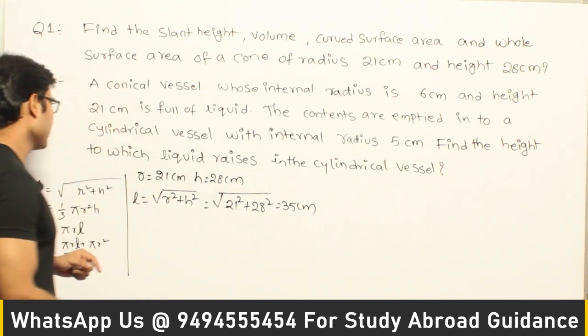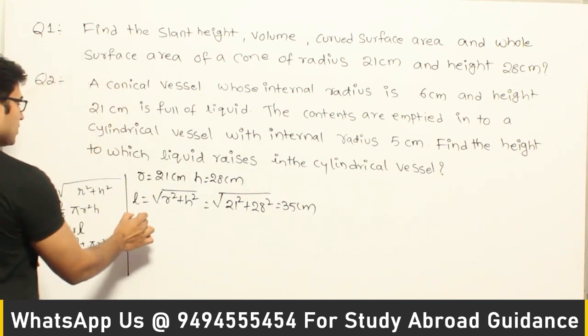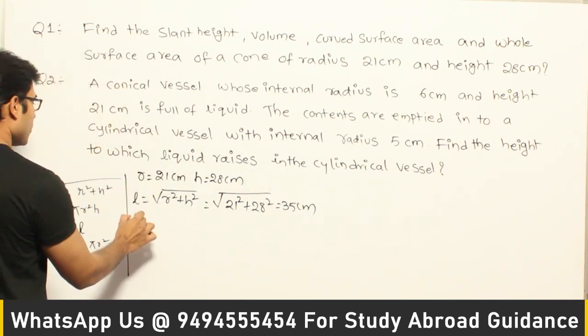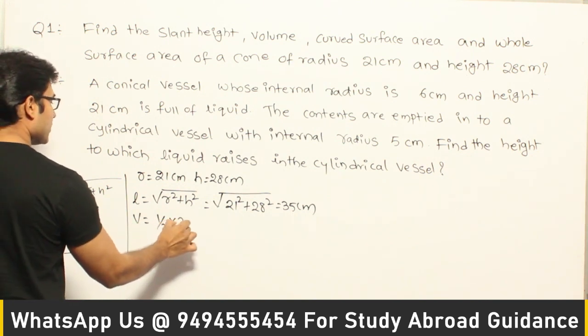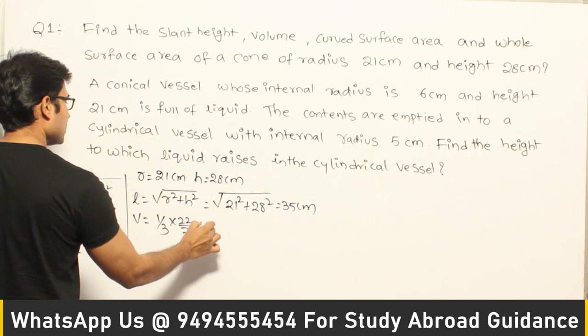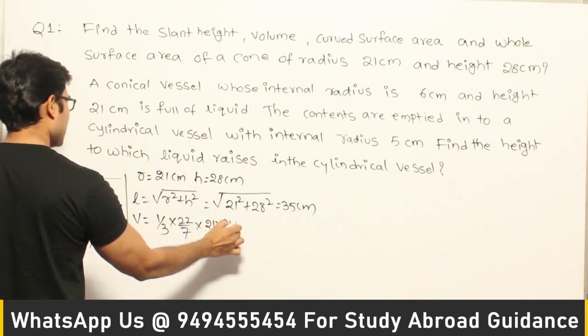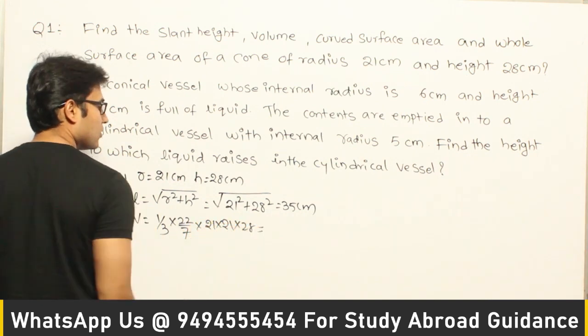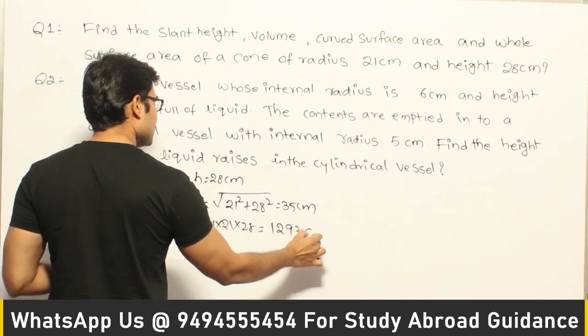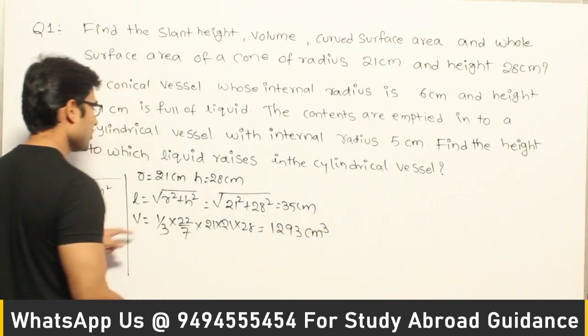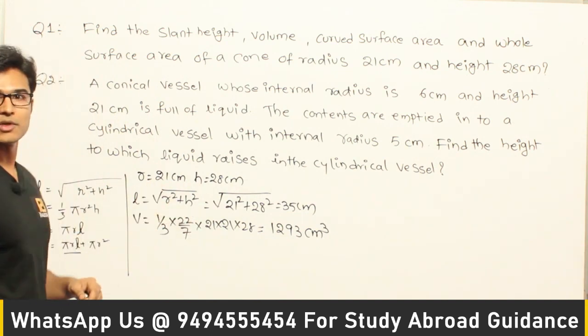That is about the slant height. Now the next one is volume. So volume equals 1/3 pi r square h. Pi is 22/7, r square is 21 into 21, and h is 28. If you work it out, you are going to get 12936 centimeter cube, because all of them are given in centimeters, so it is centimeter cube.